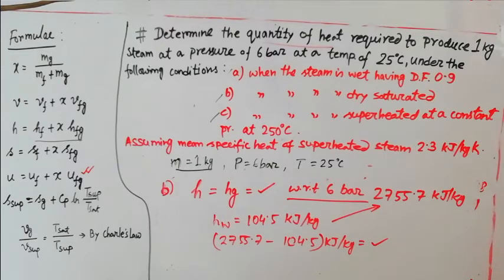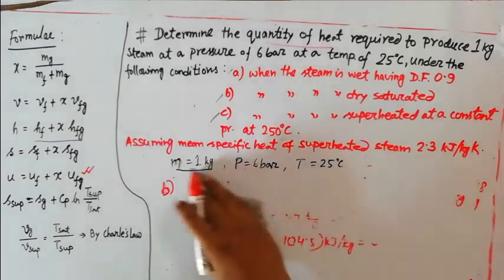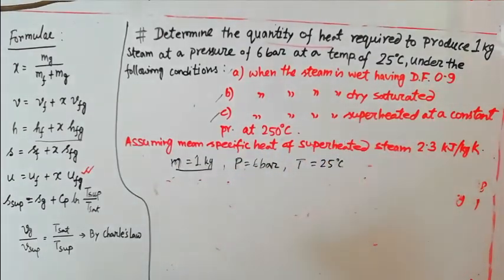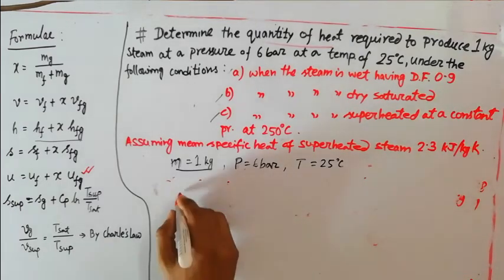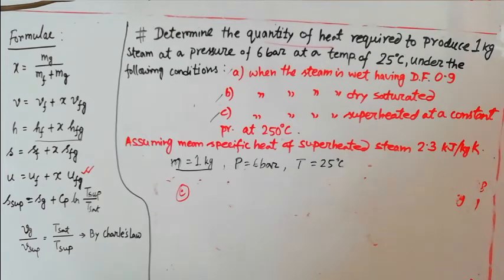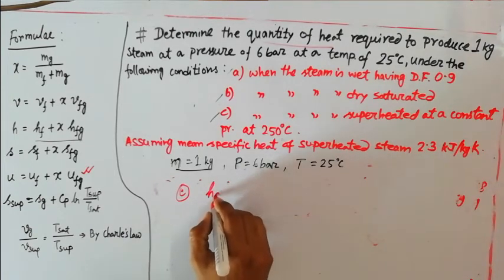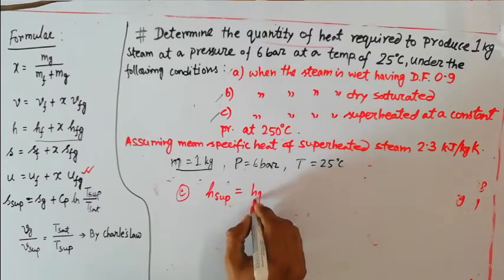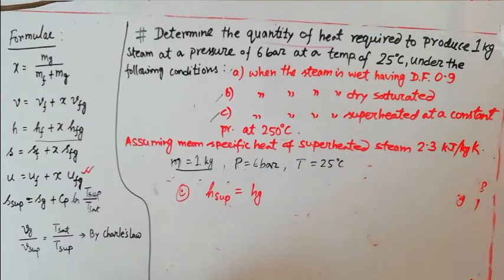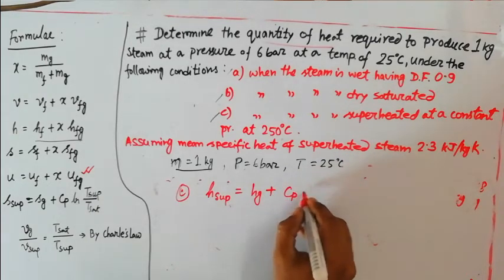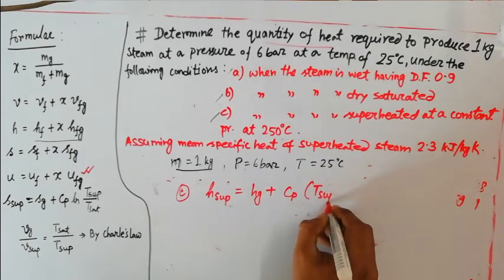Understood? And for part C, it is given that steam is at superheated condition at 250 degrees centigrade. Superheated condition means after dry saturated steam. So in superheated condition, the enthalpy value can be expressed like this: H sup is nothing but Hg, that means enthalpy at dry saturated condition, plus Cp into T sup minus T sat.